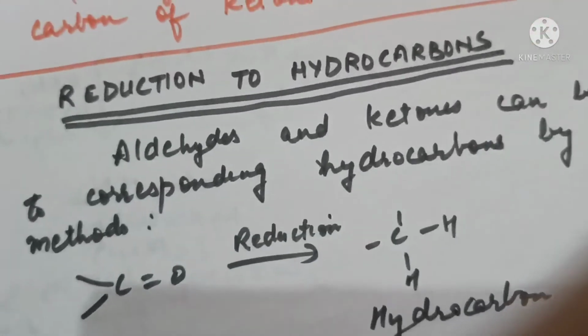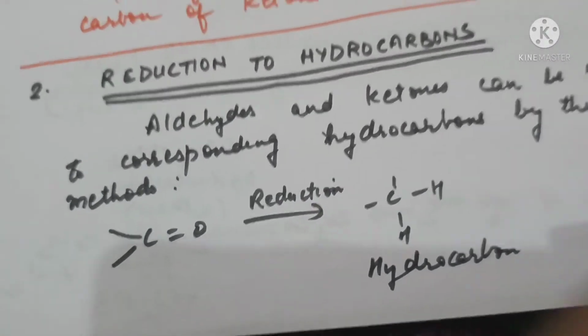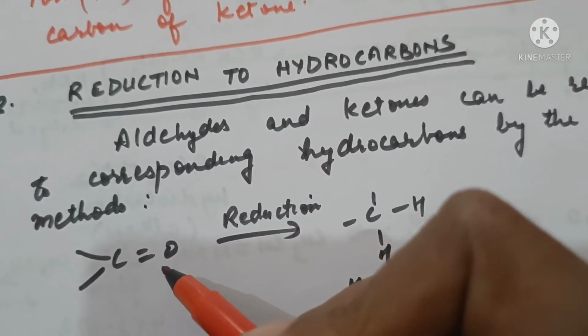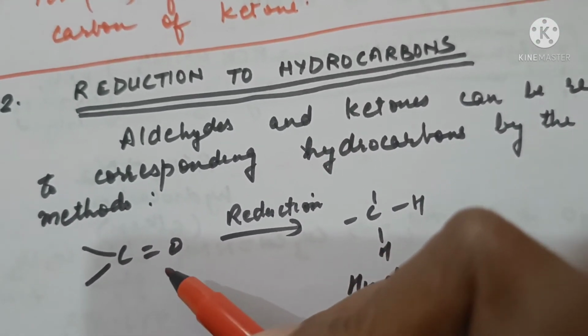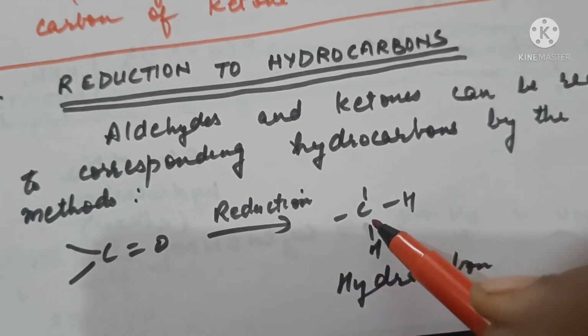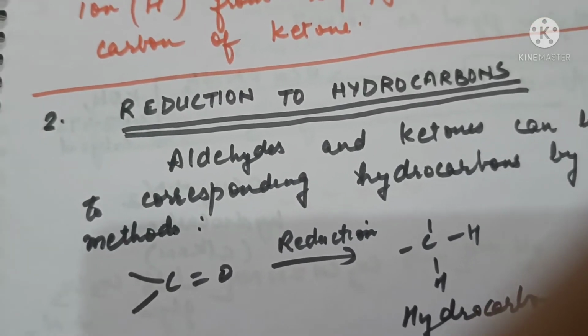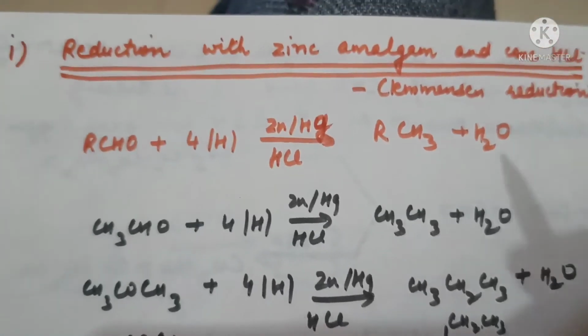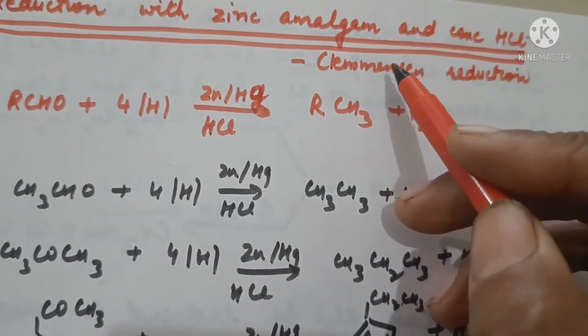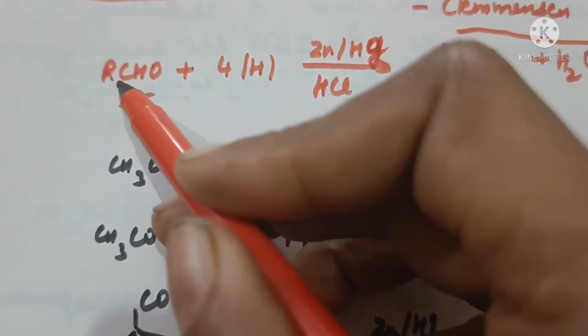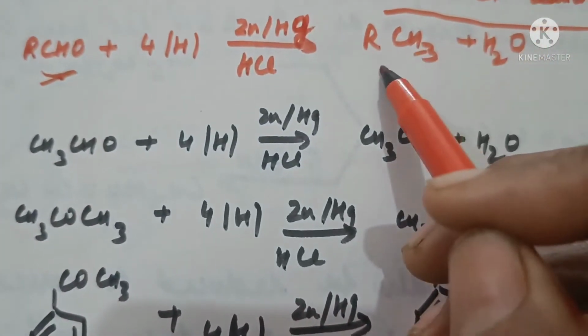Next is reduction to hydrocarbons. Aldehydes and ketones can be reduced to the corresponding hydrocarbons by 3 methods. Let's do them. On reduction, in general, in this carbonyl group the oxygen will be taken away and 2 hydrogens will be added and a hydrocarbon will be formed. If we use zinc amalgam and concentrated hydrochloric acid, the reaction is known as Clemmensen reduction. The alkane with the same number of carbon atoms is formed.